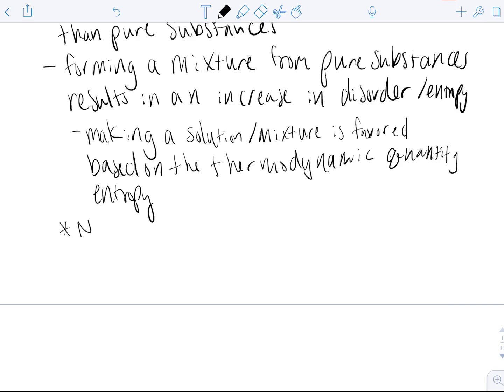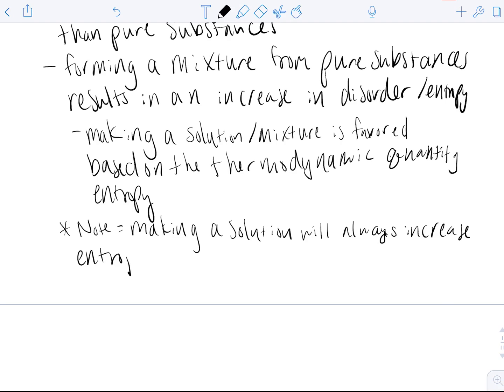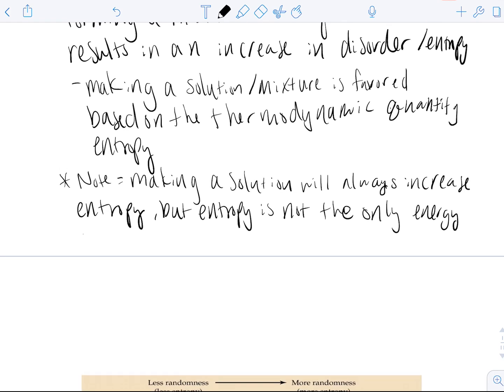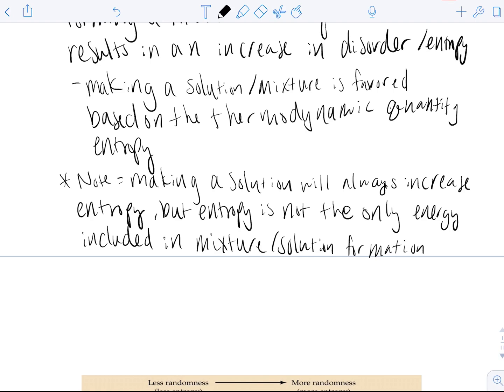A note: making a solution will always increase entropy. However, we have to consider enthalpy as well when we're making a solution. That's because entropy is not the only energy included in mixture formation. So we also consider enthalpy.